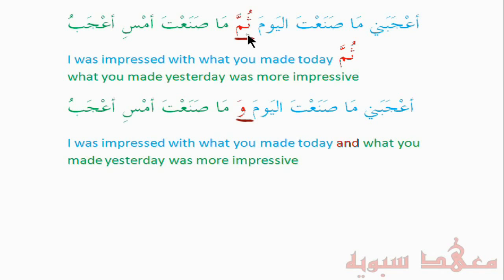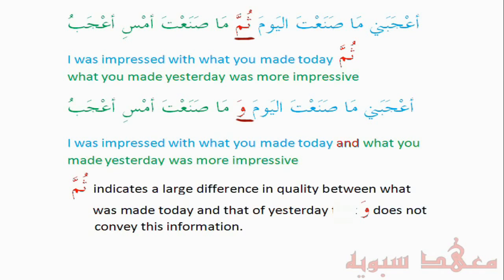And what is that information? The information is that it indicates a large difference in quality. Now, I've put here quality. It could be quality, it could be quantity, but based on the context of this sentence, it's what impressed the boss. So it could be the quality of the work, of what he made. It could be the quantity. It's not mentioned specifically. So it could indicate a number of things. But the important thing to note is that it's talking about what impressed the boss.